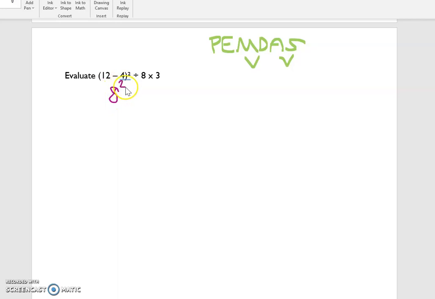And again, I'm going to just rewrite everything else in this problem. And I'm going to work my way through. The next thing that we would deal with is any of our exponents. So I'm going to do 8 to the second power next. 8 to the second power is 8 times 8, which is 64. Again, each time I'm moving down, I am only solving one more part.